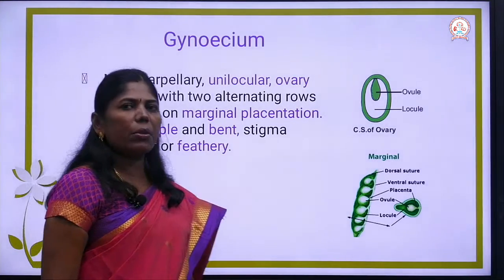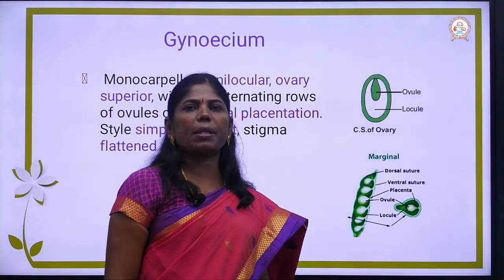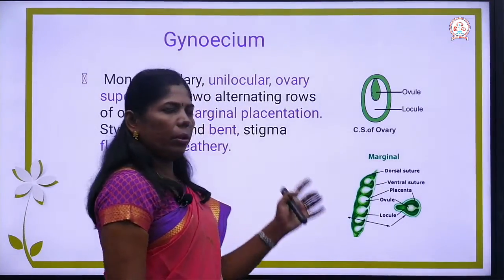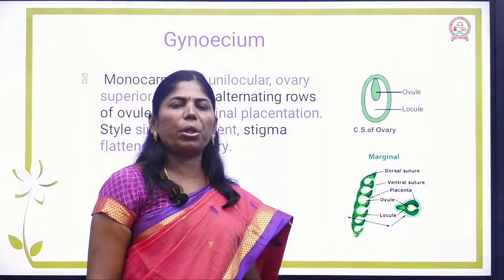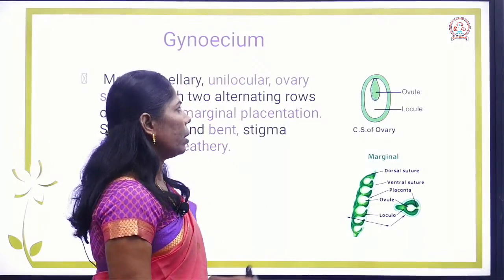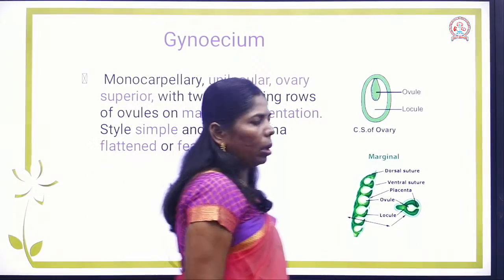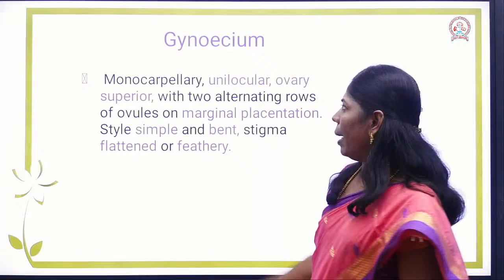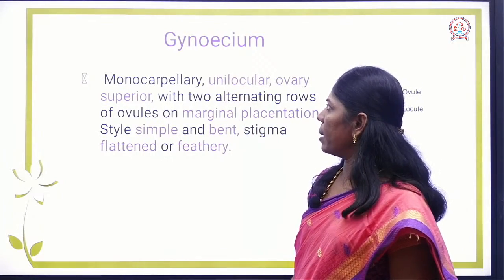So next we are going to see the Gynecium. Gynecium is the female part of the flower. A number of carpels together form the Gynecium. It has a unilocular, monocarpellary condition, and marginal placentation is also present.